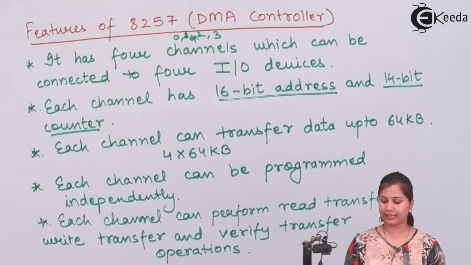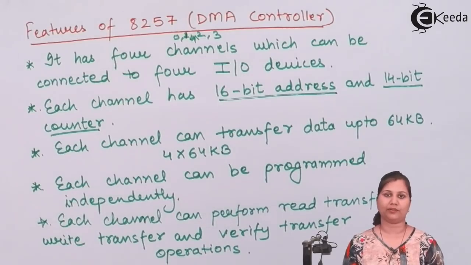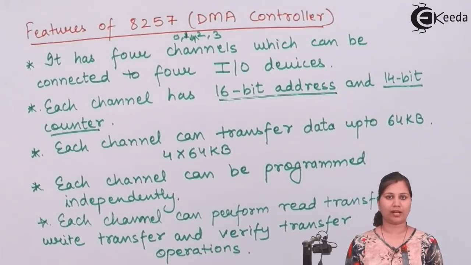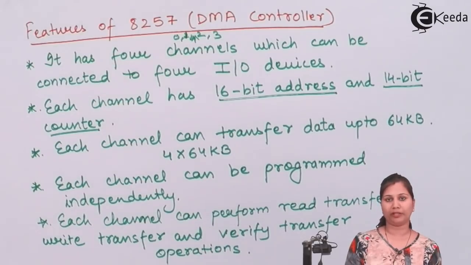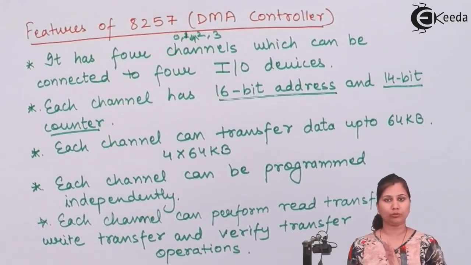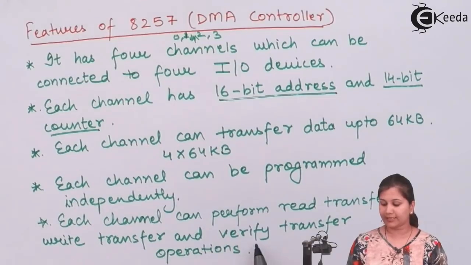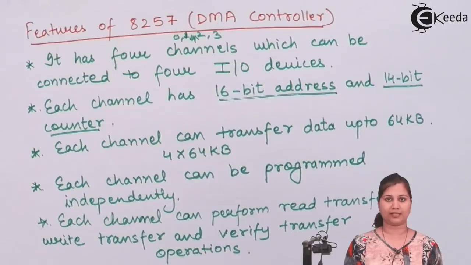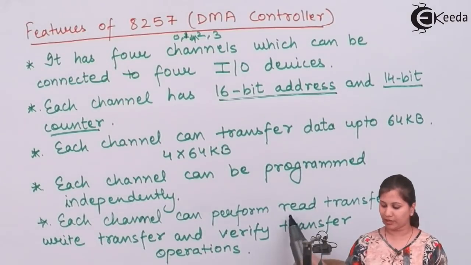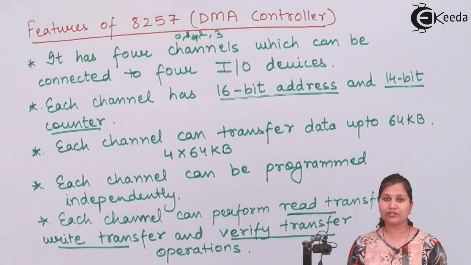Now each channel of the DMA can perform read transfer, write transfer and verify transfer operations. These are the 3 operations related to the transfer of data, because whenever data is to be transferred, first the data has to be read by the DMA. Then the data is written into the memory of the microprocessor if it is transferred from the input output device to the memory, and if it is transferred from memory to the input output device, then the data has to be written into the device. The last is the verify transfer, which checks that the data has been completely and correctly transferred by the DMA. So these are the 3 operations: read transfer, write transfer and verify transfer. Each channel of the DMA can perform these 3 operations independently.